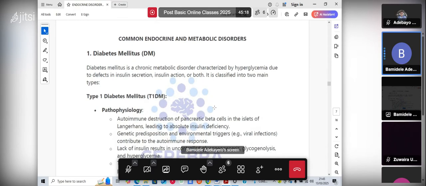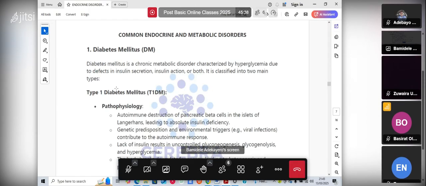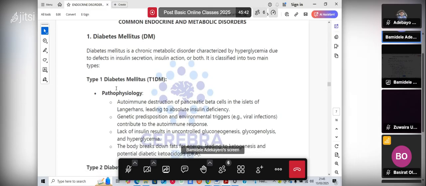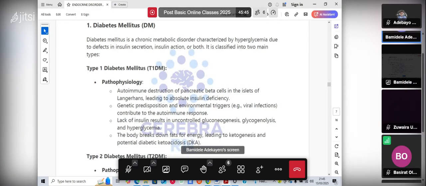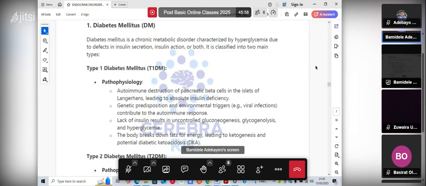All right, now quickly we want to scan through some common metabolic disorders. The first one here is diabetes mellitus, DM. Most of us know what diabetes is. That's when there's excess glucose in the blood. It's classed into two main types. There are more than two, but for the purpose of this study, there are two main types. Type 1 diabetes mellitus, just to make it easier to understand, is when the pancreas cannot or is not producing insulin. So in type 1, there's no insulin production at all.